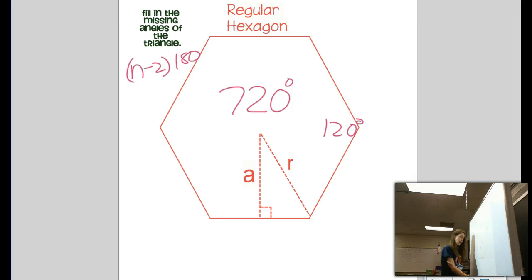Now, that was not just a coincidence. That's going to happen every time. So that needs to go in your notes. You need to know where the 60 goes and where the 30 goes. And if you ever forget where they go, now you know how to find it: 720 divided by 6 divided by 2.